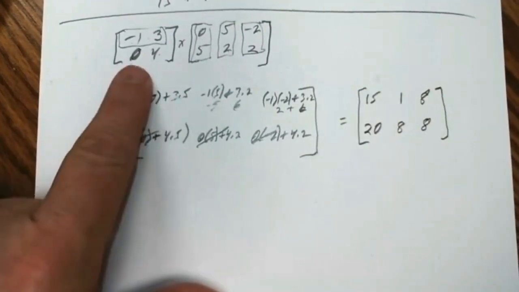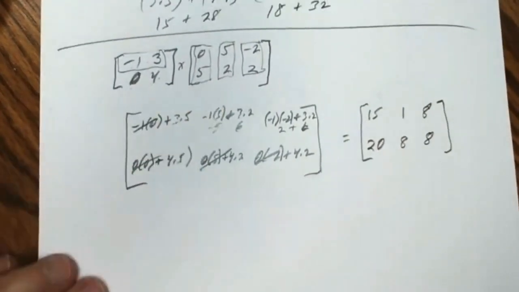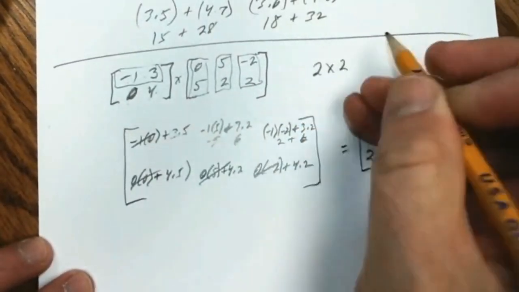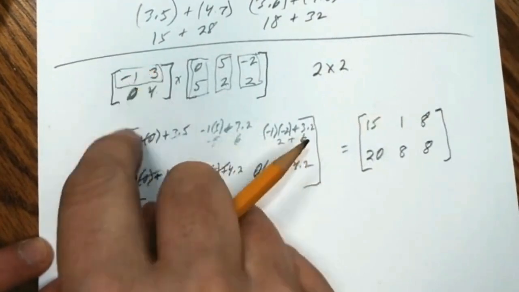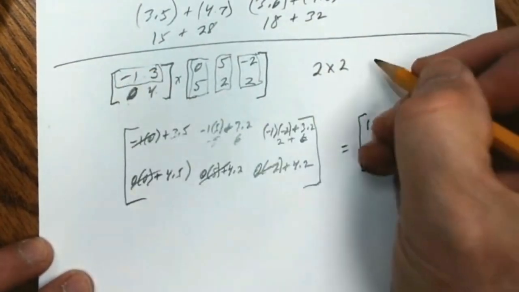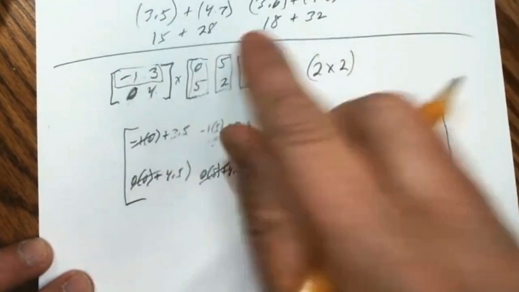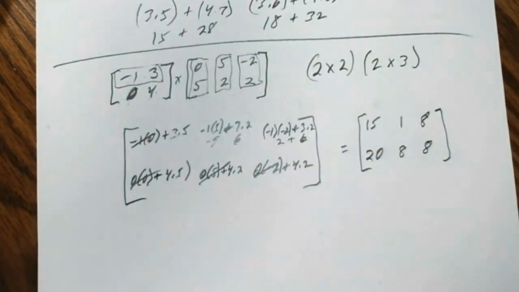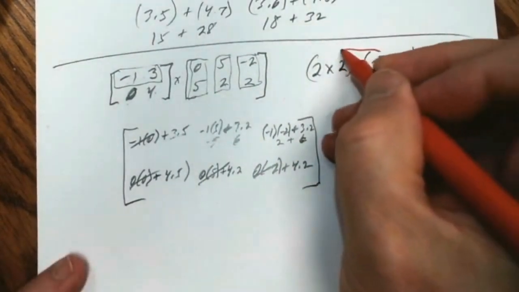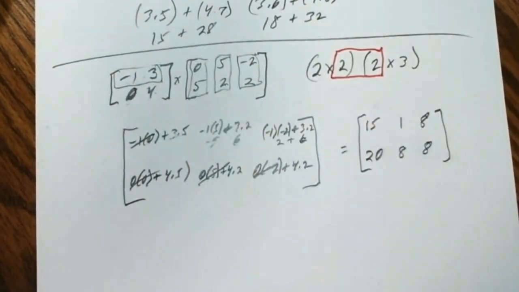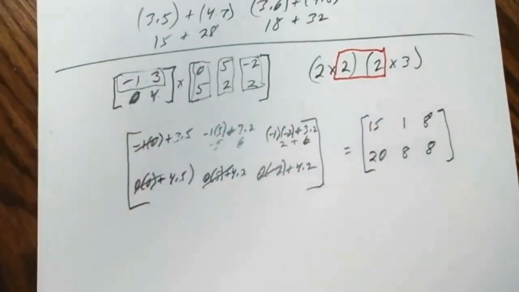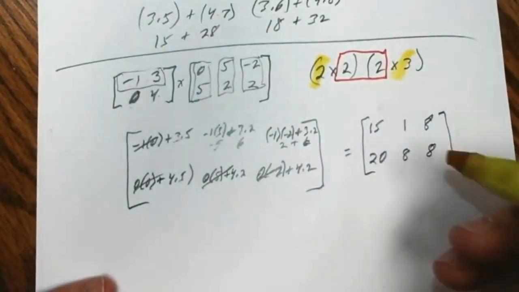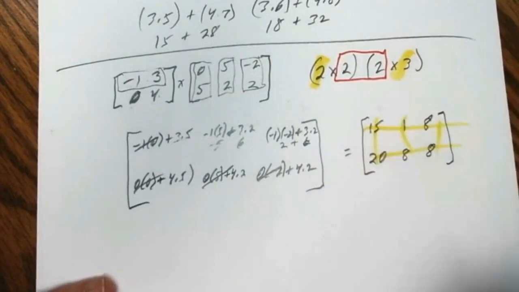So if we multiply E times B, which, again, when you checked it, this is a 2 by 2, right? 2 rows, 2 columns, multiplied times a 2 rows by 3 columns. Since the middle 2 numbers are the same, those are both 2s, we do know that this will multiply, and the answer will be a 2 by 3. And it is, look, 2, 3.